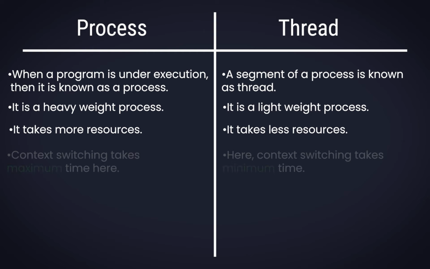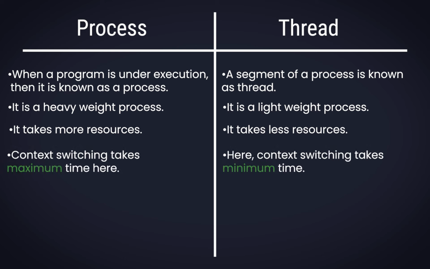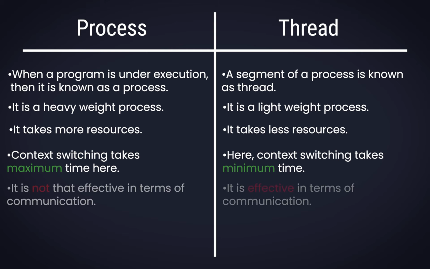Fourthly, context switching takes more time in a process than a thread, because when the computer switches between processes, it must save and restore the state of the entire process. This can take more time and resources than switching between threads, which only requires saving and restoring the state of an individual thread. Fifth, communication in a process is slower than in a thread, because communication between processes involves copying data between different processes, which can introduce additional overhead in terms of CPU usage and memory usage.